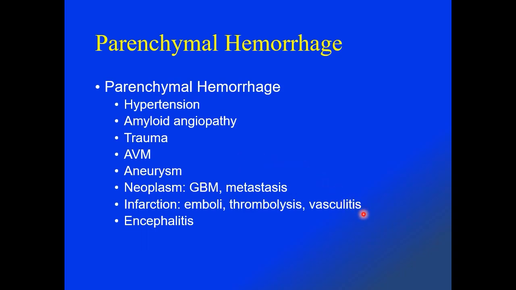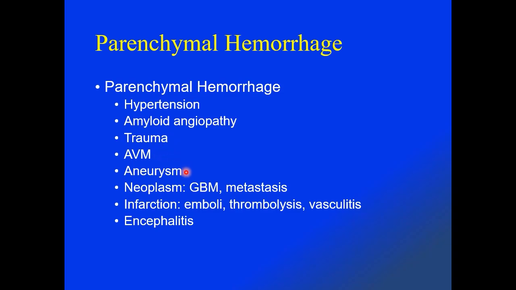As noted previously, parenchymal hemorrhages can be caused by multiple etiologies, most commonly associated with hypertension. One of the more common causes in the elderly patient is amyloid angiopathy. Trauma can present with parenchymal hemorrhages along with epidural or subdural hemorrhages or subarachnoid hemorrhages. When an AVM ruptures, AVMs can give not only subarachnoid hemorrhages but also a sizable parenchymal hematoma associated with it.